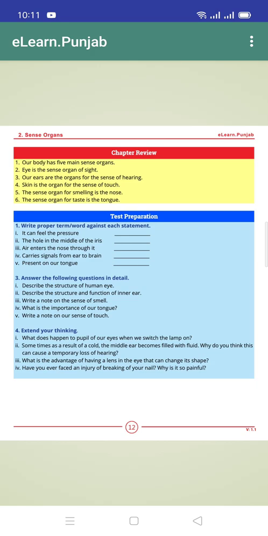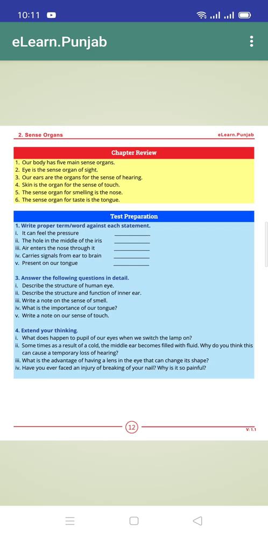Sometimes, as a result of cold, the middle ear becomes filled with fluid. Why do you think this can cause temporary loss of hearing? Because the pinna will collect the sound waves, but they will not reach the eardrum. Only those sound waves which reach the eardrum will let you hear, otherwise there will be no sound, and it is a temporary loss of hearing. When your cold is gone, your ear will be in normal condition.